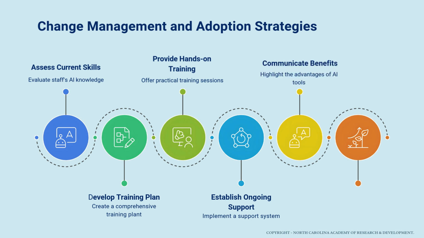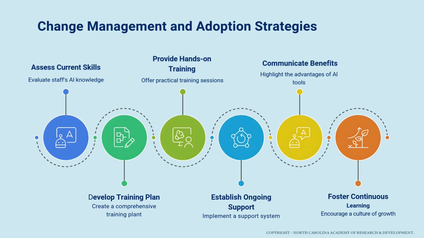Now, communicate the benefits. Why should they care? This is key. Help your team see how this tool makes their lives easier, less paperwork, quicker decisions, better outcomes. Don't ignore concerns. Acknowledge them. Be transparent. Remember, people don't resist change. They resist uncertainty.